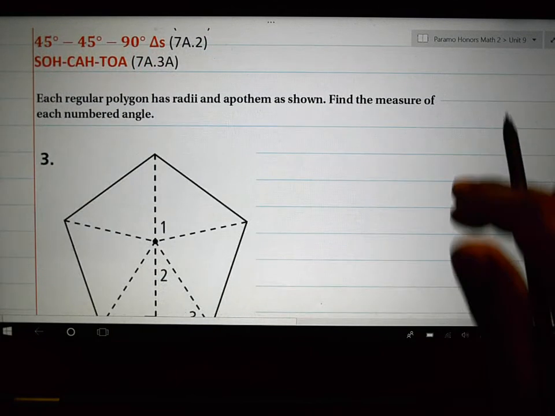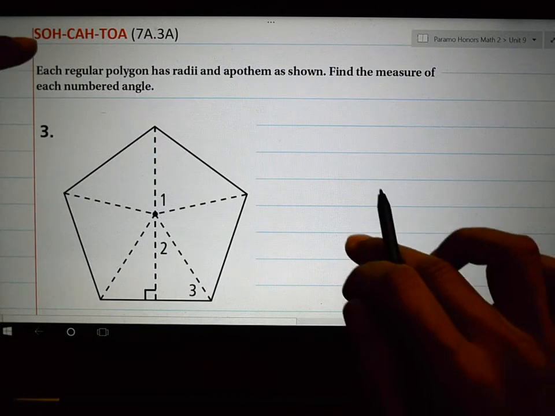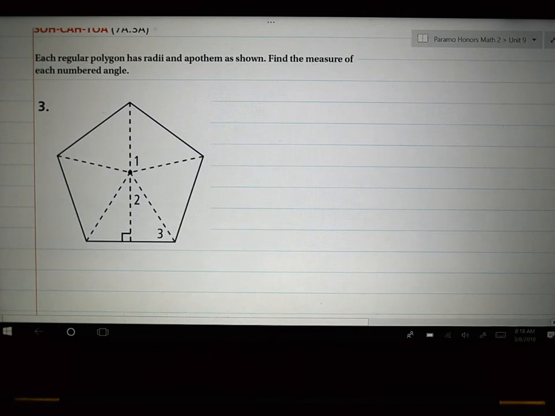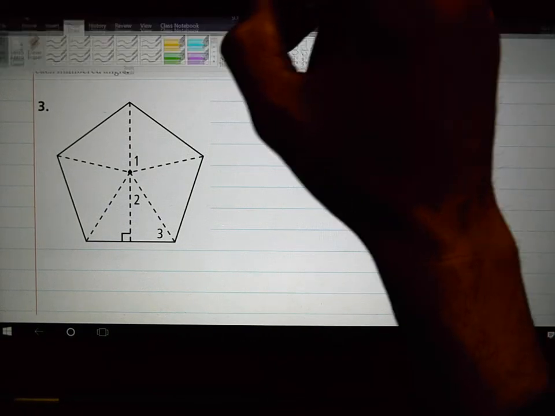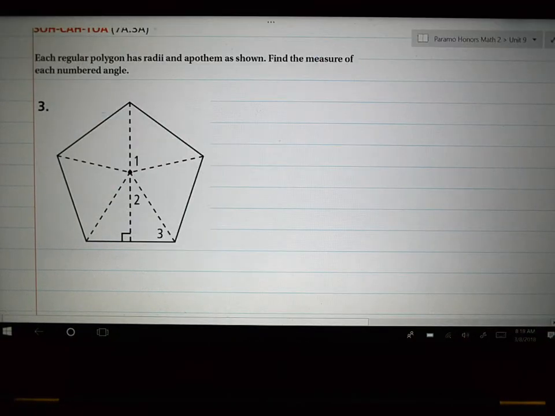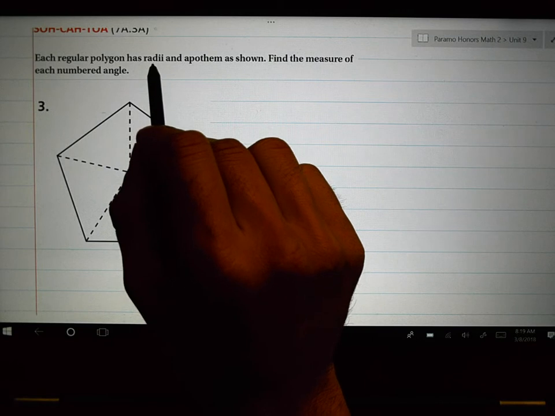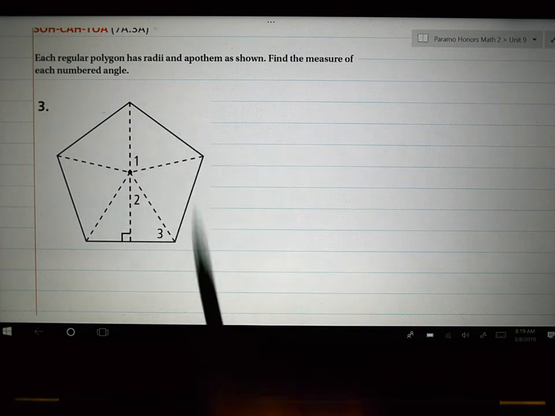And that brings us to the end of our notes, and the rest of these things are examples. As you know, you are welcome to do these in your packets with me, or you can do them in your notes. It's up to you. First one I picked out for you is number 3. Each regular polygon has radii, that's plural, meaning more than one radius, and apothem as shown. Find the measure of each numbered angle.